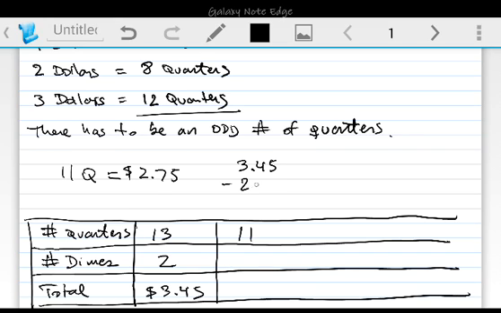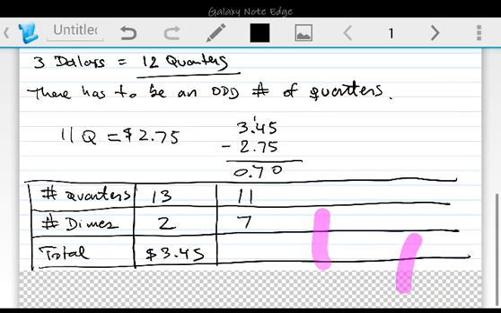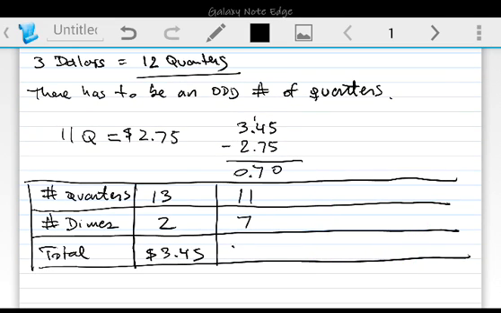So to calculate the number of dimes, we could do $3.45 minus $2.75. So that will be 0. We borrow 70 cents, or 7 dimes. So 11 quarters plus 7 dimes equals $3.45. Okay, we still have more quarters than we do dimes. Great. So let's keep going. Since 13 is the absolute maximum number of quarters, the next one down is 11. Naturally, the next one down is going to be 9 because we have to have an odd number of quarters.